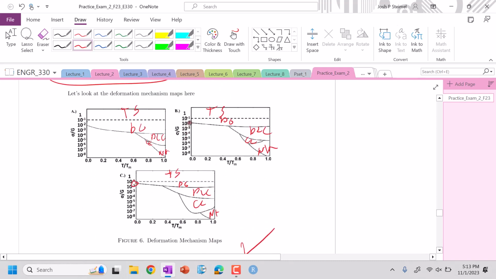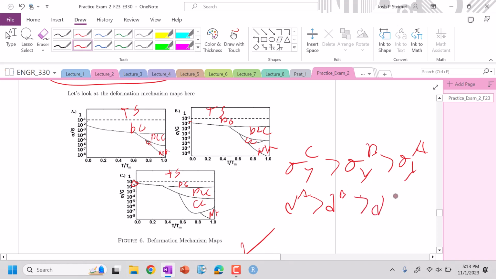Yield strength is here, here, and here. So our yield strength for C is going to be greater than our yield strength for B, which is going to be greater than our yield strength for A. And we know that our grain size of A is going to be greater than our grain size of B, which is going to be greater than our grain size of C.